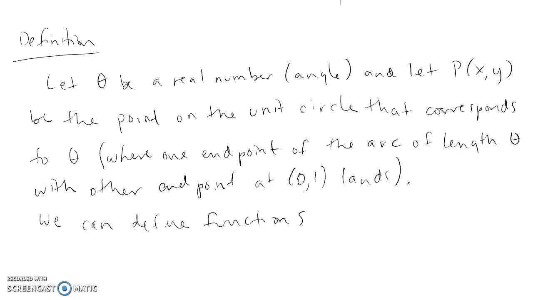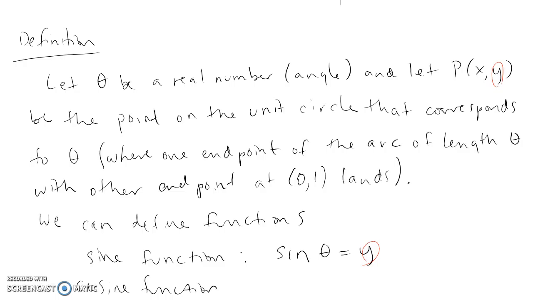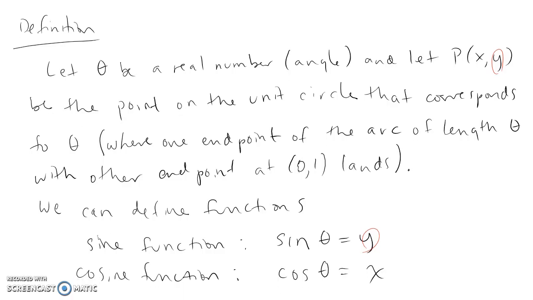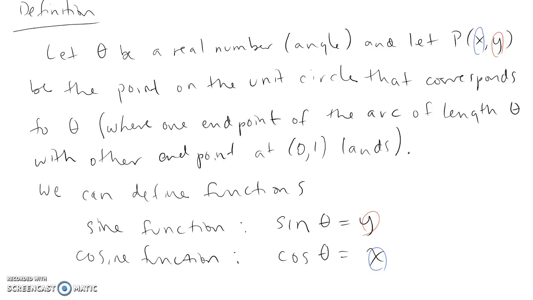functions, what we call the sine function, abbreviated sine of theta. That's defined as the y-coordinate of P, right? So this y here, that's the same as this y. Yeah? And it turns out that the cosine function, which we can abbreviate cos theta, is x, right? And again, the x here is this x right here.